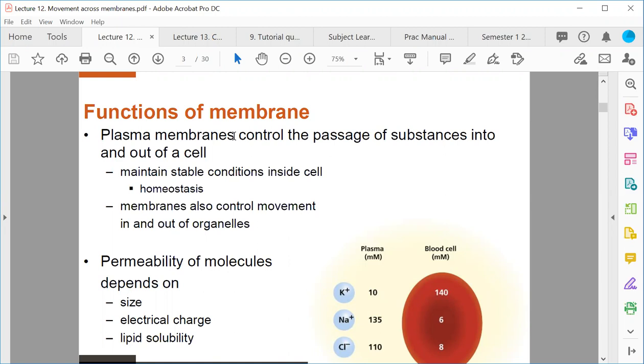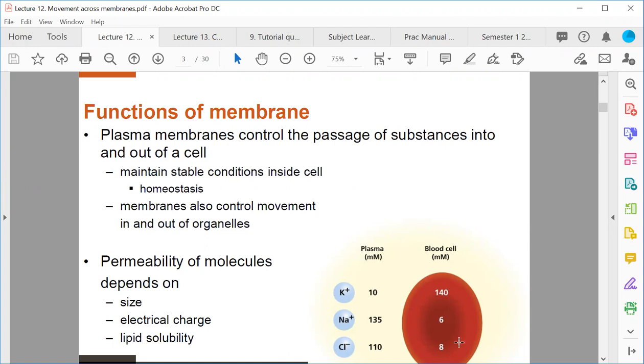And of course, you know that plasma membranes control the passage of substances into and out of a cell. And they do this to maintain stable conditions inside the cell, which is termed homeostasis. And we can see a great example here, which provides some evidence of how selective plasma membranes are.